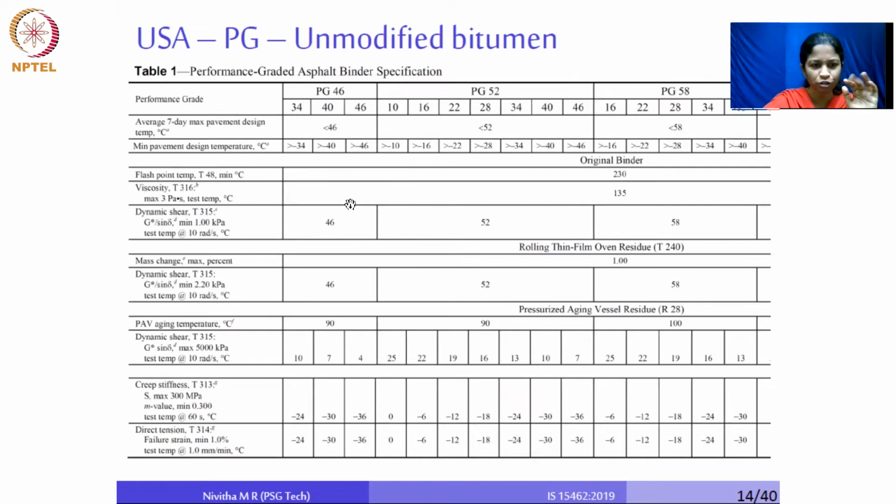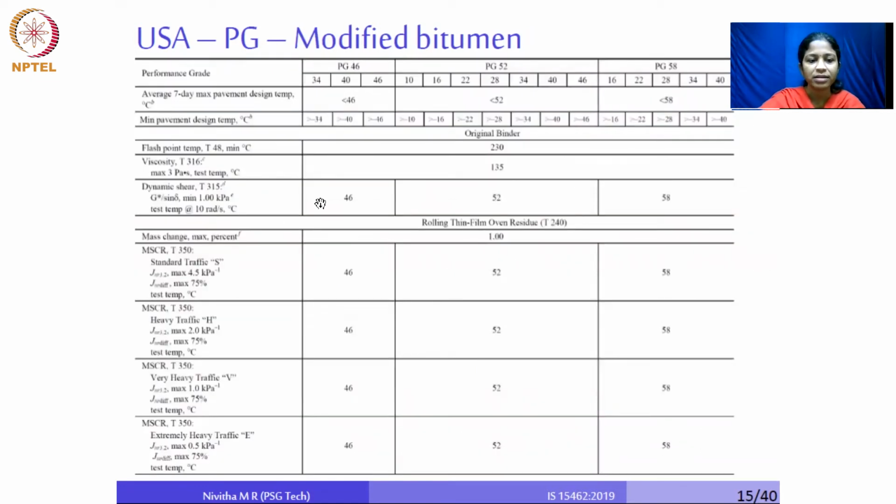Then we have the RTFO. So this is the same PG table. And you can also see here, this is with the MSCR test, right? This is from AASHTO M332, which incorporates the MSCR test also into the specification. So here we have tests on rolling thin film oven residue. We have the MSCR test. It is kind of similar values. 4.5, 75%, 2, 75, 1, 75, and 0.5 and 75. Okay, the test temperature given here is the at-grade temperature, which corresponds to the specific PG grade.